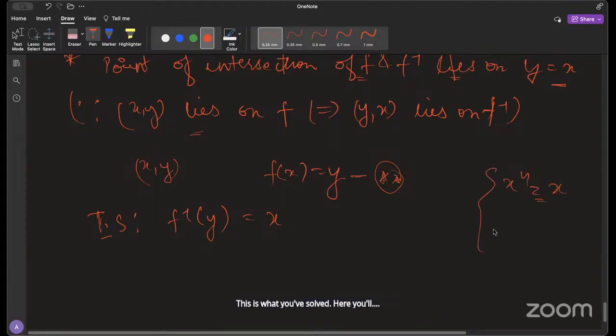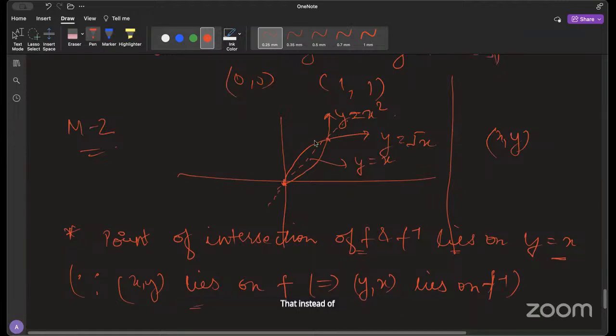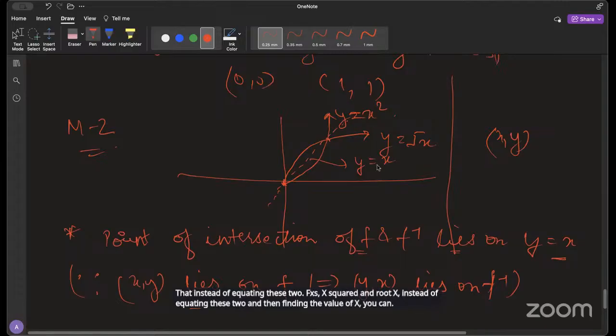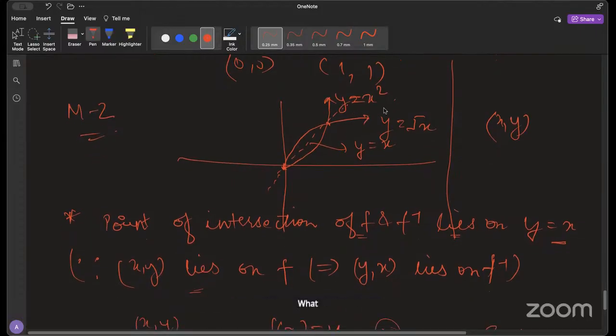Here you will just find the intersection with y equals x. All I'm trying to explain is that instead of equating these two functions, x square and root x, and then finding the value of x, you can just equate y equals x square and y equals x, and then solve it. So if your function is very complicated and you don't want to find the intersection of these two, just find the intersection with y equals x. That's how it's different.